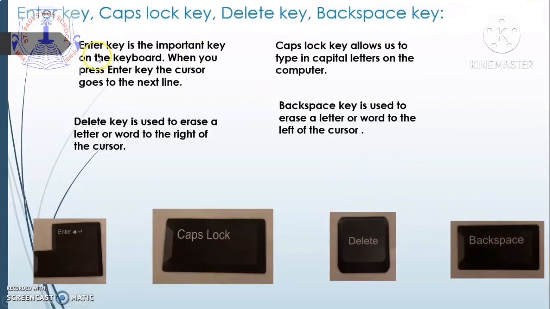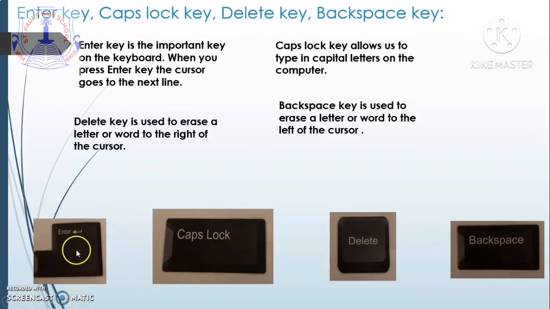Now enter key. What does enter key do? Enter key is the most important key on the keyboard. When you press enter key, the cursor goes to the next line. Now this is the enter key which is there on your keyboard. The keyboard has this button called enter key.